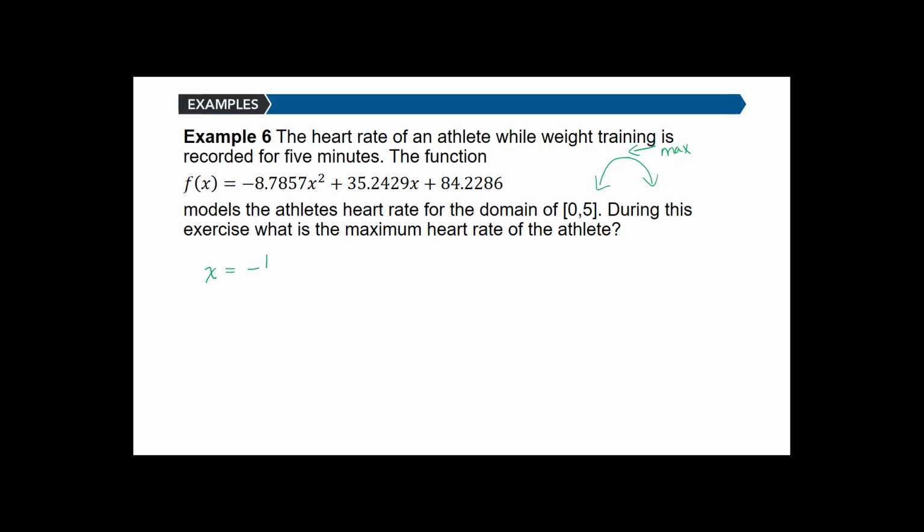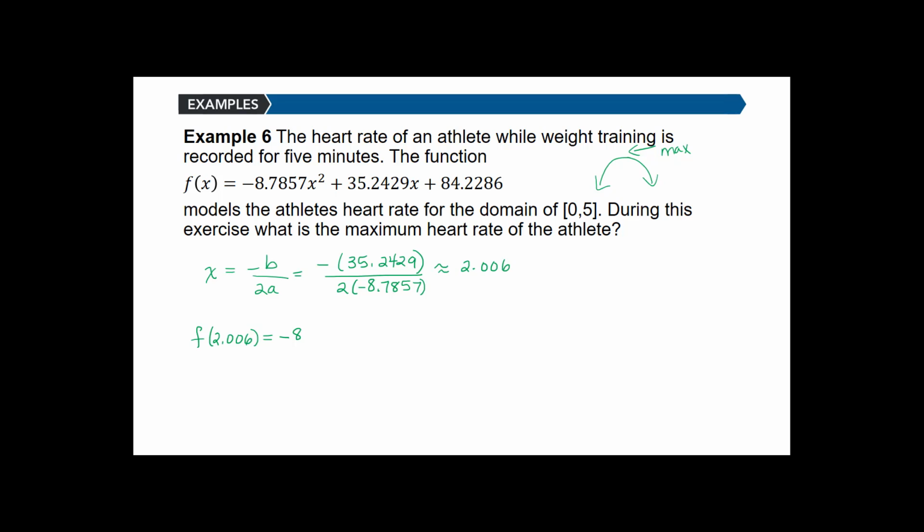So x is equal to negative b divided by 2a, which is the opposite of 35.2429 divided by 2 times negative 8.7857. And when we use our calculator, we would find that this is approximately 2.006. And then to find the y value, we find f of 2.006. And this is going to be a lot of numbers to write out.